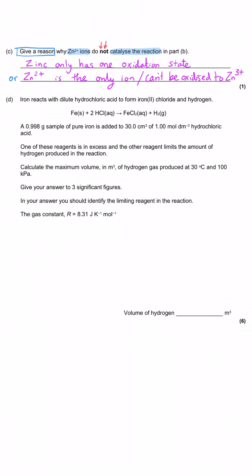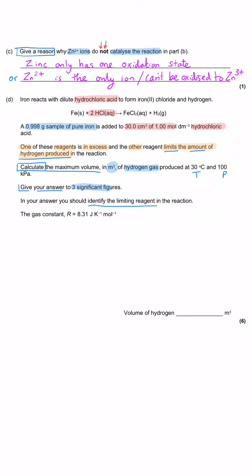Part D. Iron reacts with dilute hydrochloric acid to form iron 2 chloride and hydrogen. And here is the equation, and this is the iron chloride and the element iron. We're told that we've got a 0.998 gram sample of pure iron, and it's added to this volume and concentration of hydrochloric acid. One of these reagents is in excess, and the other reagent limits the amount of hydrogen produced in this reaction. Calculate the maximum volume in meters cubed of hydrogen gas produced at 30 degrees C and 100 kilopascals. Give your answer to 3 significant figures. In your answer, you should identify the limiting reagent in this reaction.